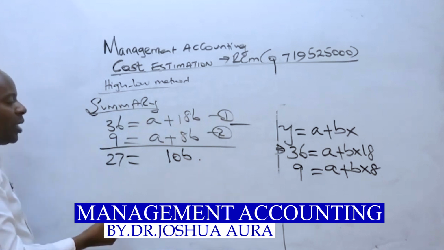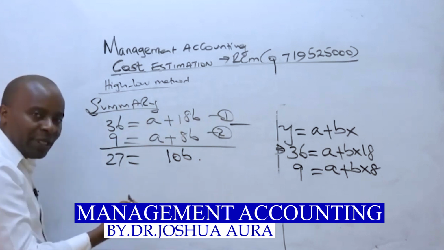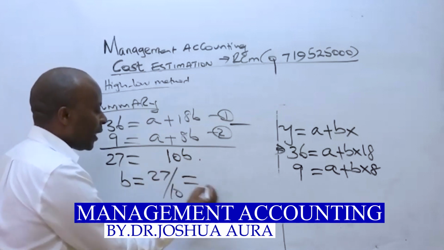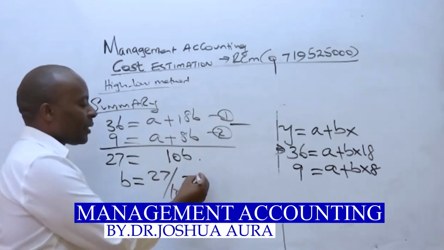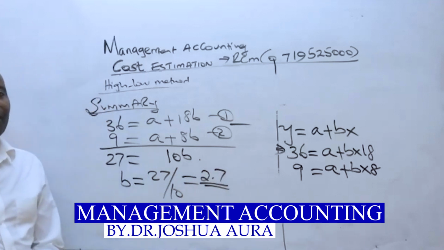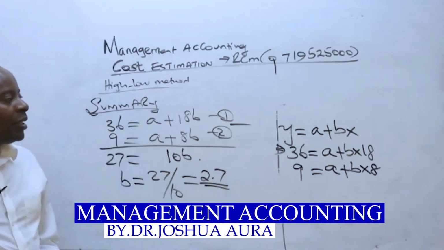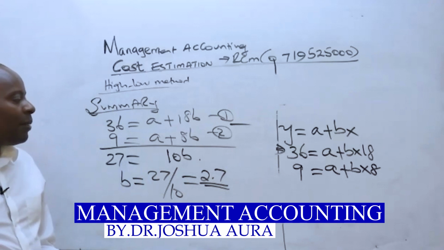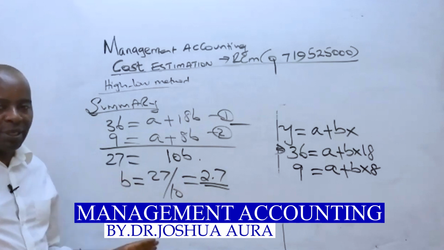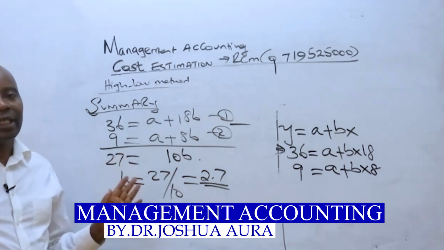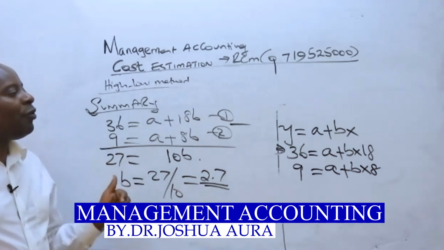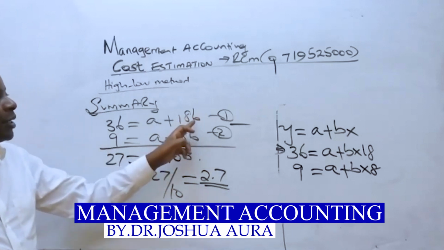Now, I never wanted 10B. I wanted B alone. So B will be 27 divided by 10. So what is 27 divided by 10? Somebody here? 2.7. Thank you very much. Now, ladies and gentlemen, the moment I'm able to get the value of B, I will very easily give you the value of A through substitution.